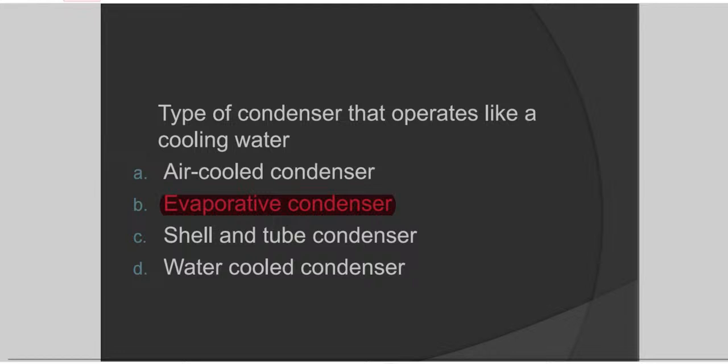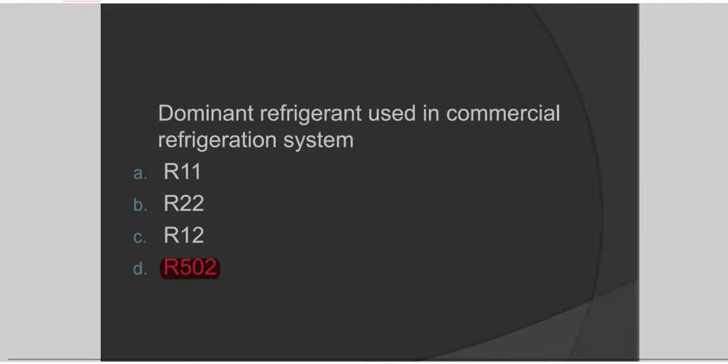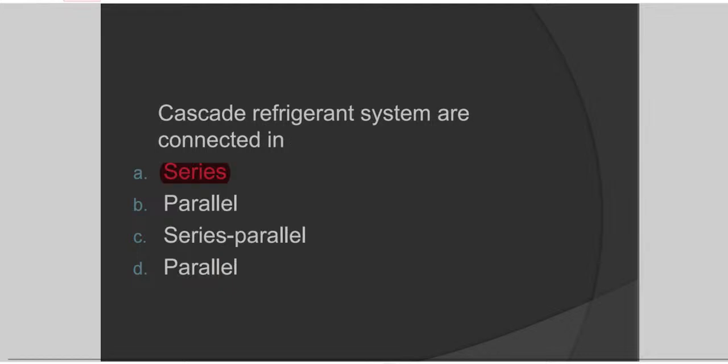Type of condenser that operates like a cooling tower. A. Air-cooled condenser. B. Evaporative condenser. C. Shell and tube condenser. D. Water-cooled condenser. The major problem of a heat pump is refrigerant usage. A. Outside air. B. Supply air. C. Frosting. Dominant refrigerant used in commercial refrigeration systems. A. R11. B. R22. C. R12. D. R502.